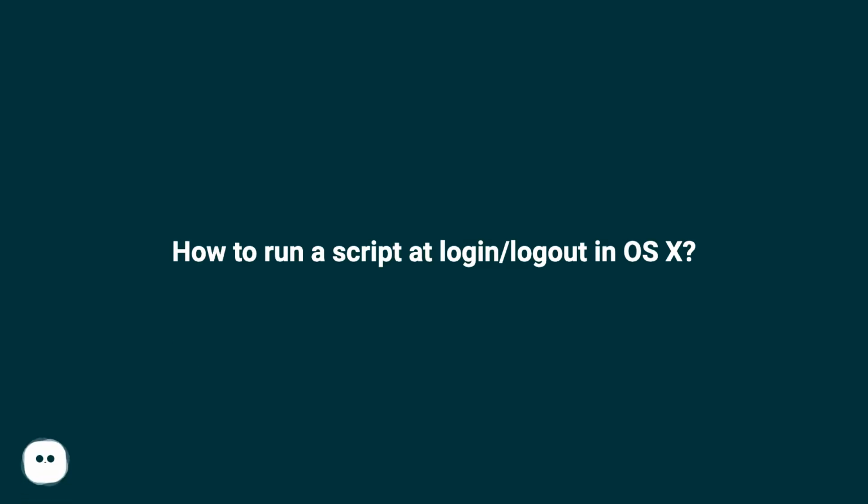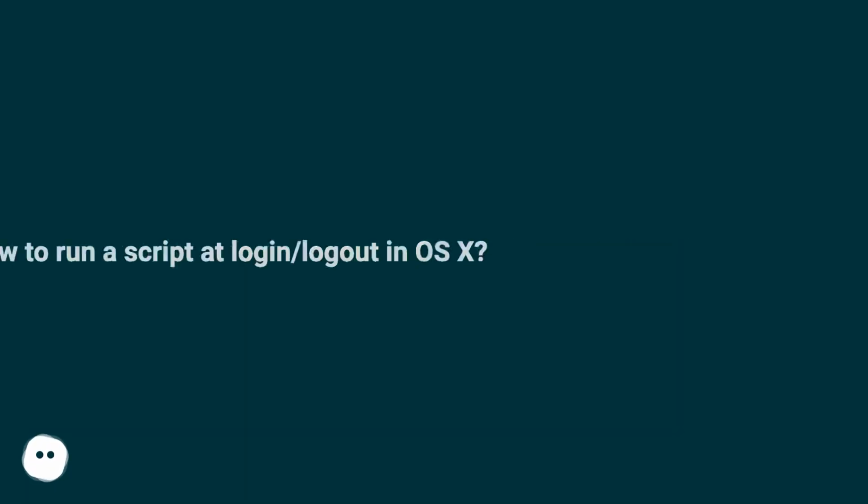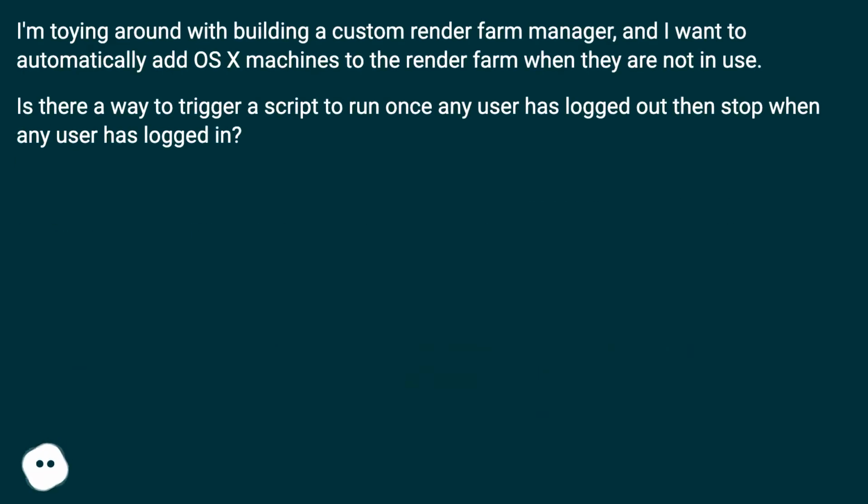How to run a script at login/logout in OS X. I'm toying around with building a custom render farm manager, and I want to automatically add OS X machines to the render farm when they are not in use. Is there a way to trigger a script to run once any user has logged out, then stop when any user has logged in?